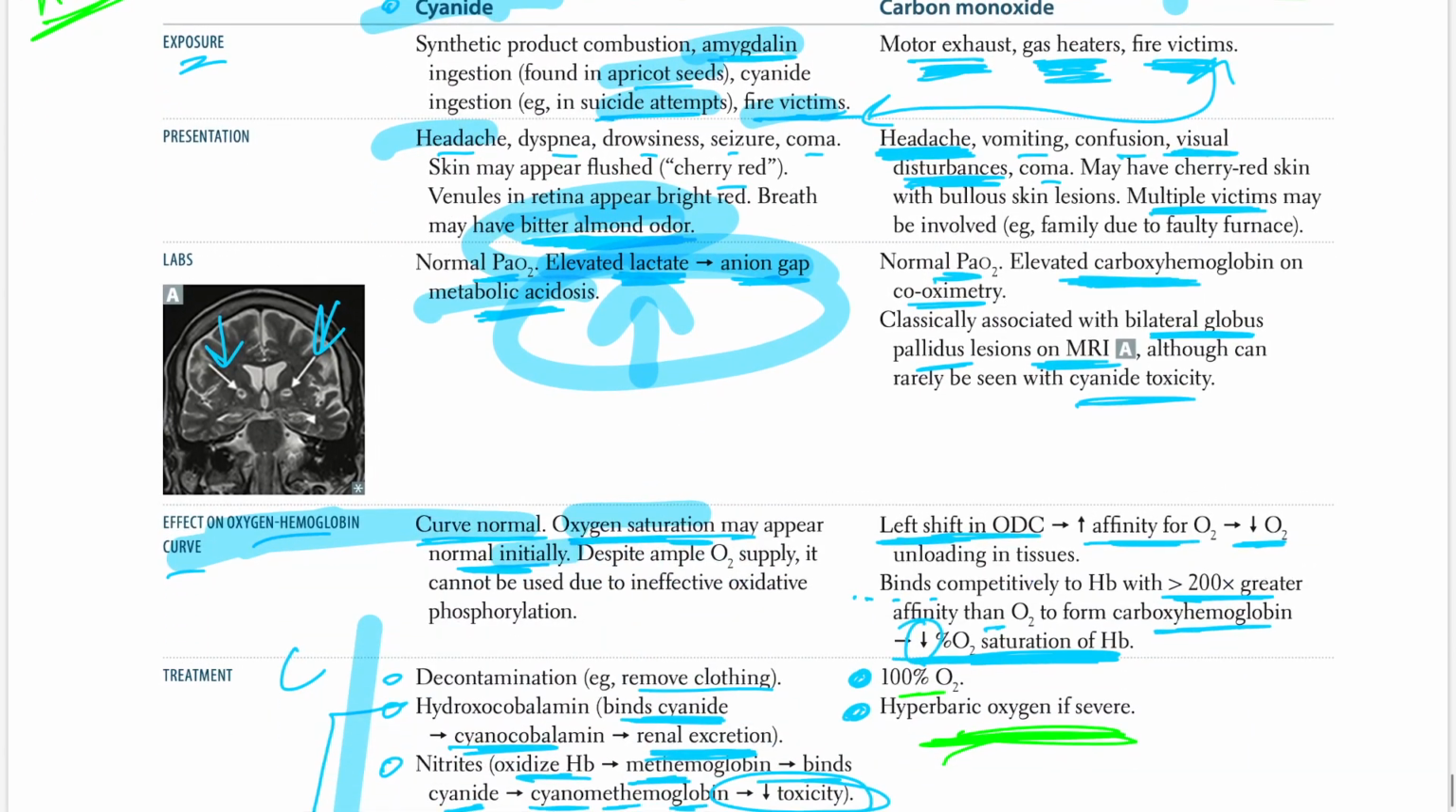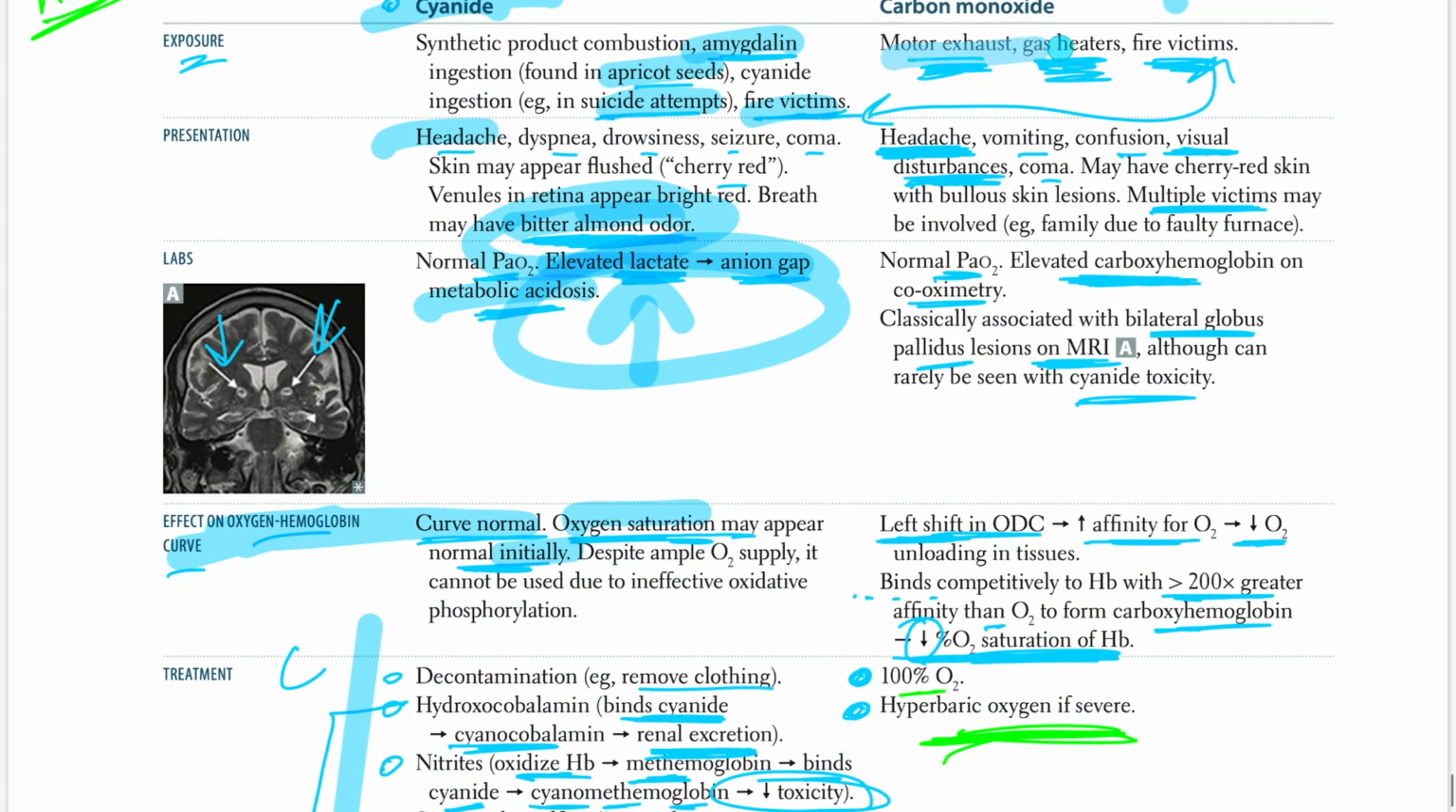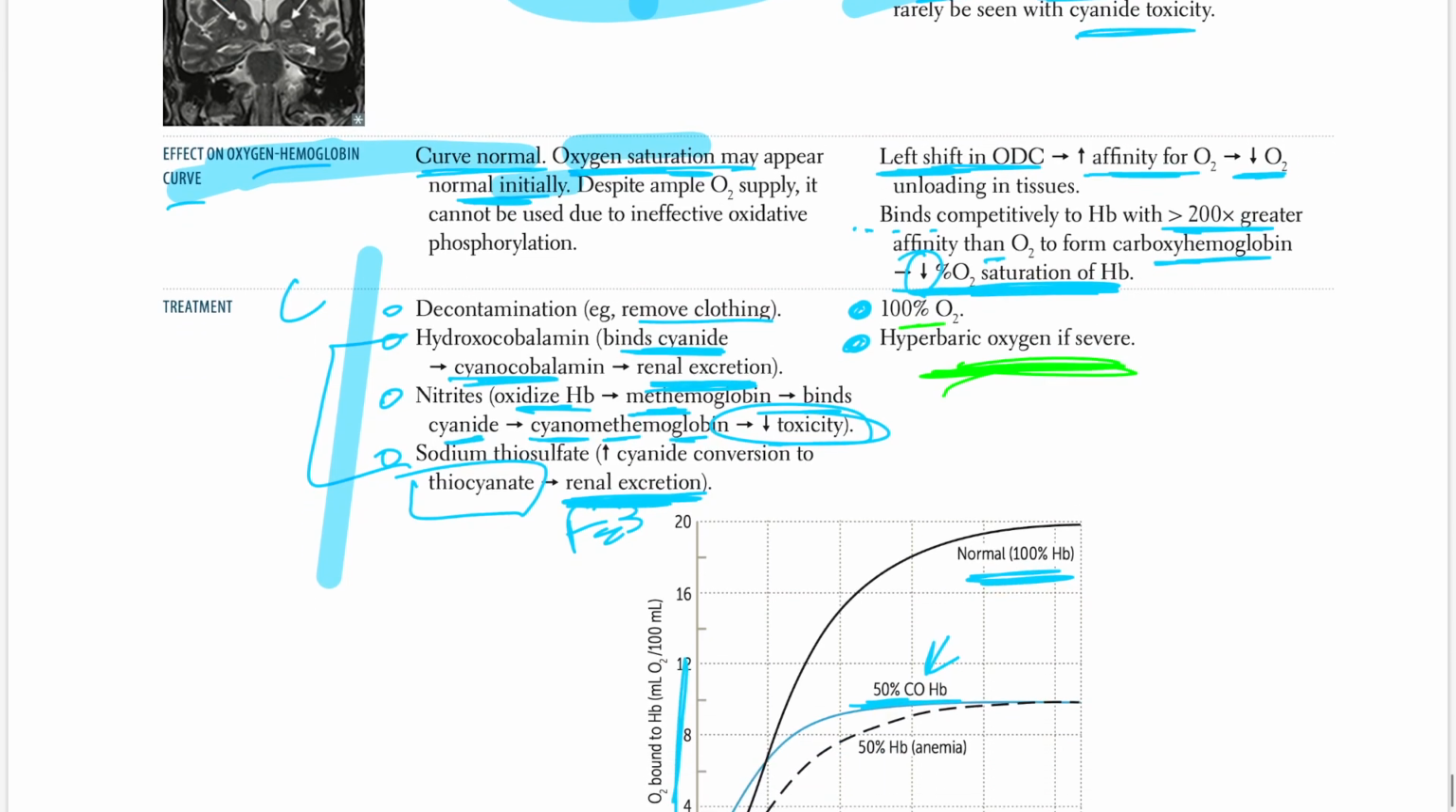On the other hand, carbon monoxide is from motor exhaust and gas heaters. Headache is the first symptom to come along. Visual disturbances are also there, and multiple victims could be there. Elevated carboxyhemoglobin is going to be there. Bilateral globus pallidus injury could be there. Left shift of the ODC, and decrease in O2 saturation will be seen. Treatment would be your 100% O2.